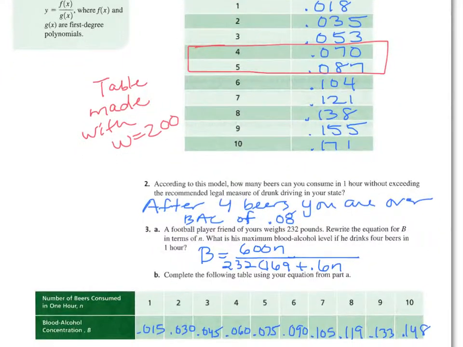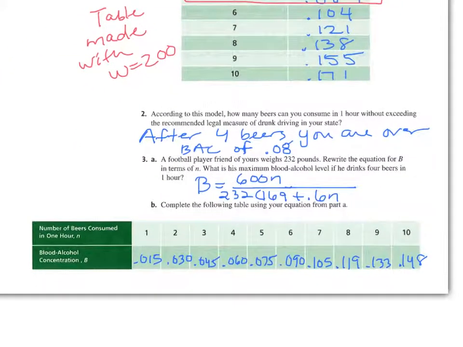Now we're going to look at changing the weight to 232, to see how much impact it has on the blood alcohol concentration. So I rewrote my equation, changing my W right here to 232. And again, I rewrote my table, doing the same thing that I did above. You should stop right now to get these values, and then catch up with me. Turn the video back on when you're ready.